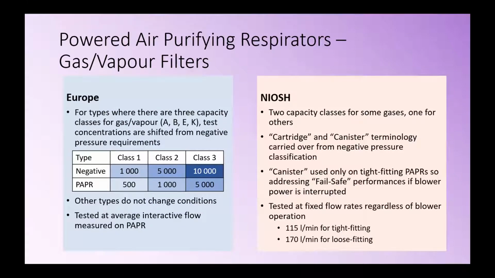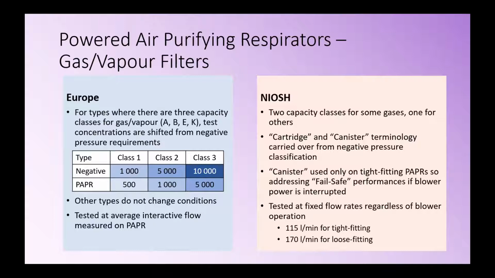Just to mention gas vapor, there are changes in Europe. That's class 1, 2, 3, where you normally have testing at 1,000, 5,000 or 10,000 parts per million. That drops. So the net effect of this is you can actually have filters for powered air purifying respirators that are similar in size to negative pressure ones, because this lower concentration is allowed. It does create a bit of confusion sometimes with labeling products as well. The other types of filters like AX don't change any conditions, which does make it very hard to make a powered air AX filter, because simply you're multiplying the airflow.